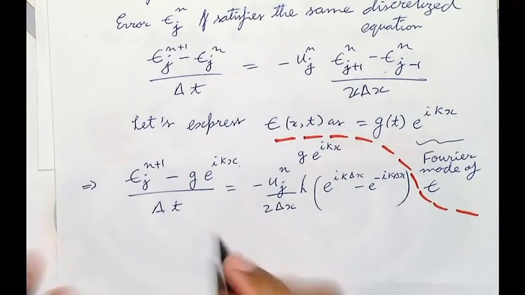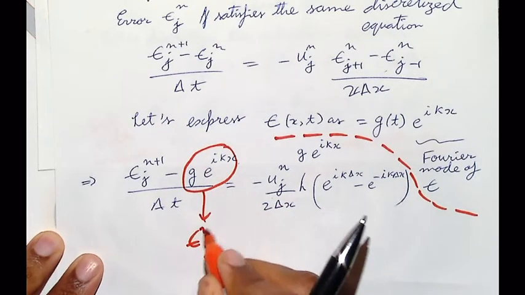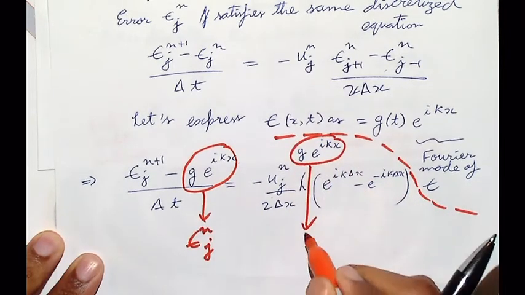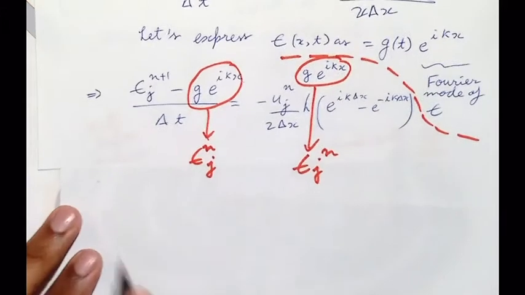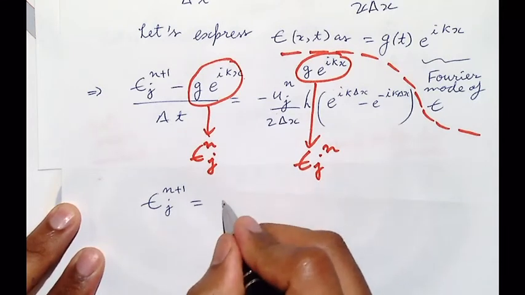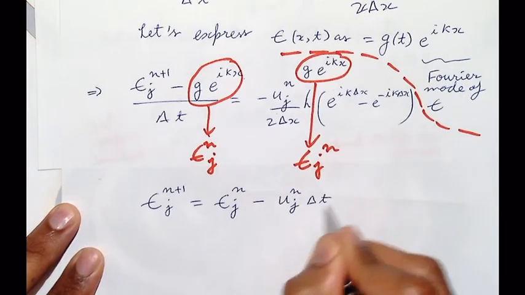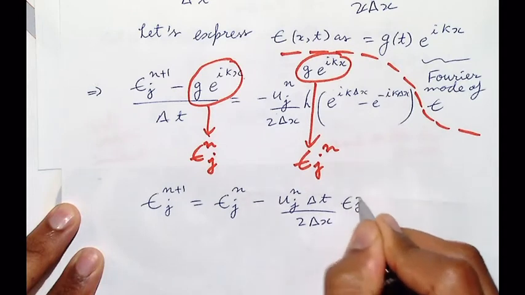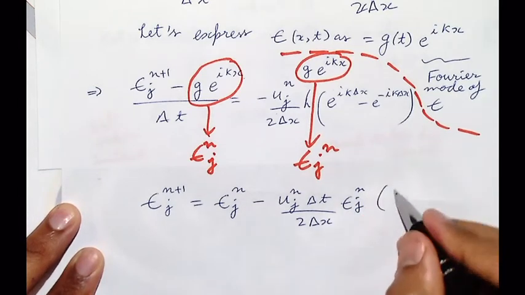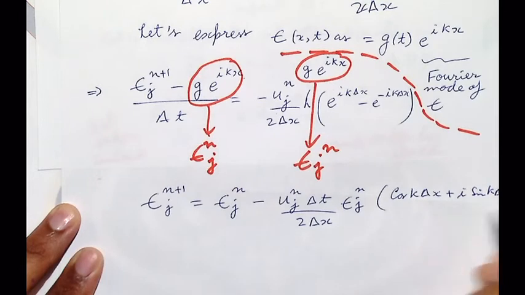So this is basically epsilon j n. So what we get is epsilon j at n plus 1 equal, and inside we have the first term is cos k delta x plus I sin k delta x minus cos k delta x minus I sin k delta x.